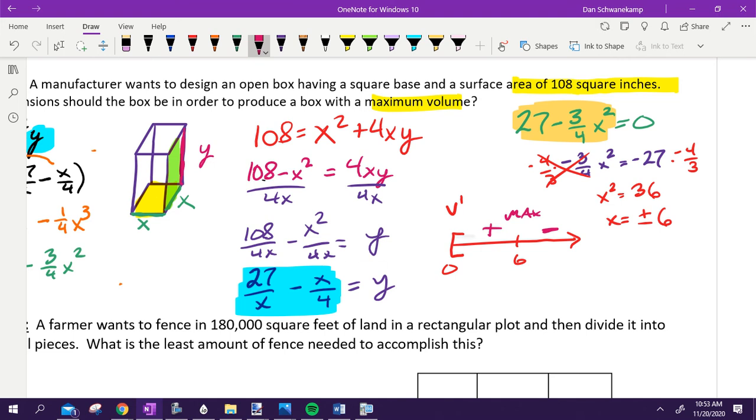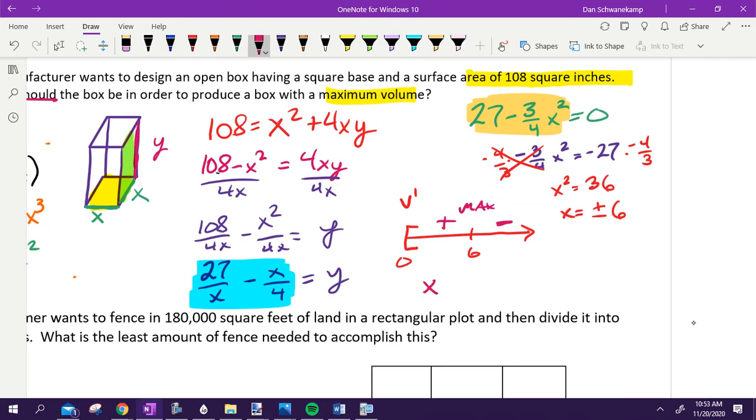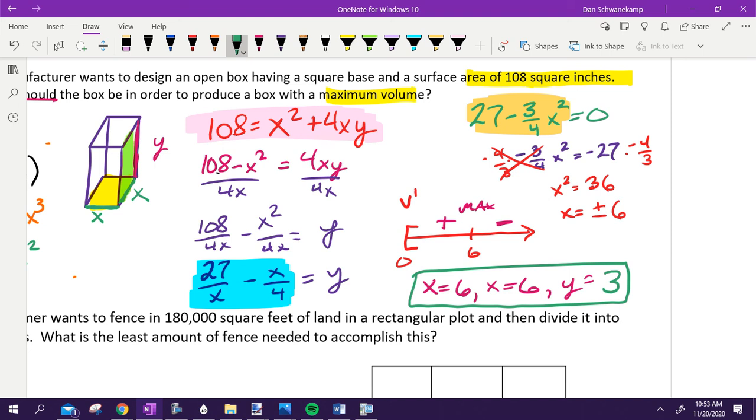But the question is, what are the dimensions of this box? So I know x is 6. I know the other side is going to be 6 because it's a square base. I've still got to find the y. What am I going to do to solve for y? Plug it into what? Surface area equation, because this gives me an equation here. So 6 squared is 36, and then I would divide by 24. Y is going to get you 3. Just plug it in. I'm not spending a lot of time doing that because I know you can.